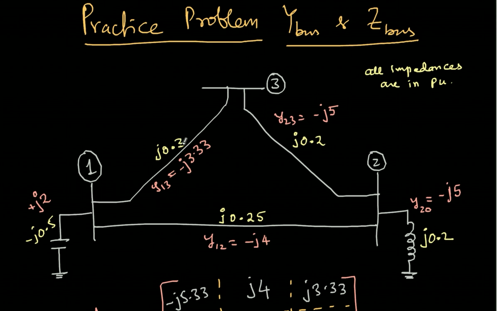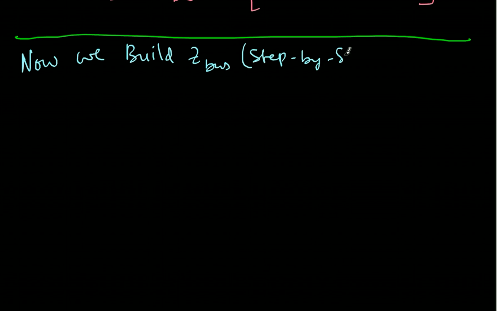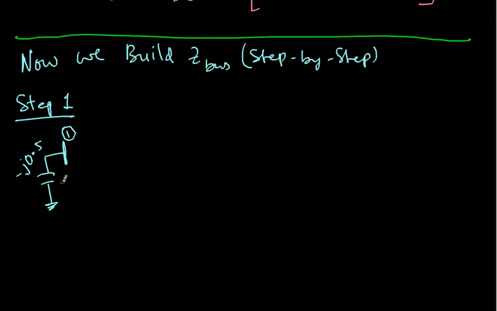Now let's build the Z bus for the system step by step. So what is step one? This is bus one, and then I am adding minus j0.5 to bus one. So here all impedances I have to add. So from this I'll get Z is nothing but minus j0.5. So this is like case one.